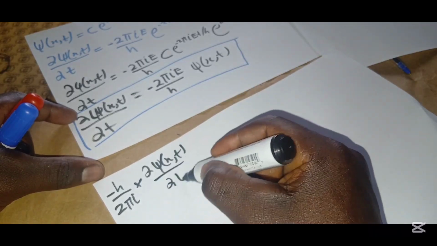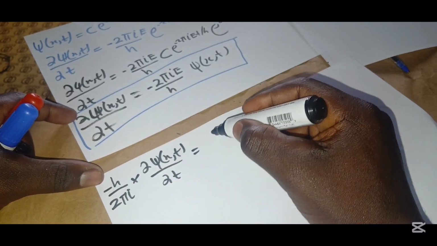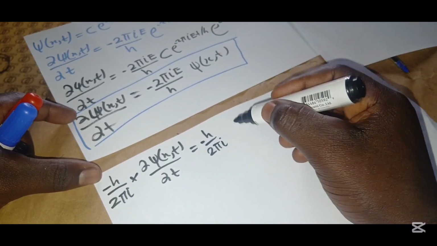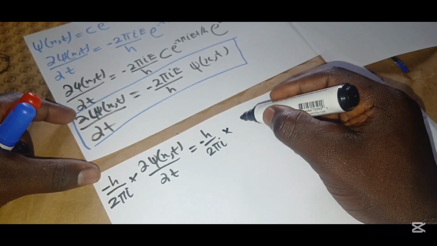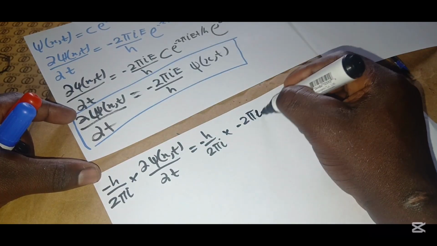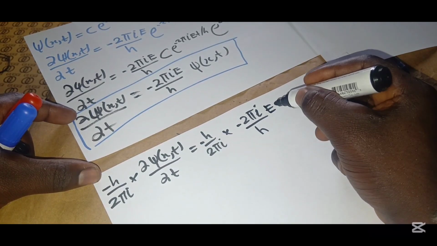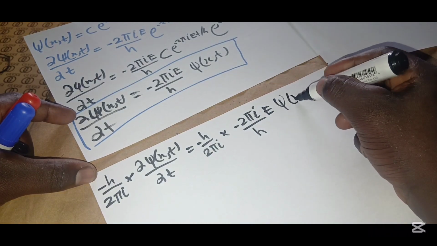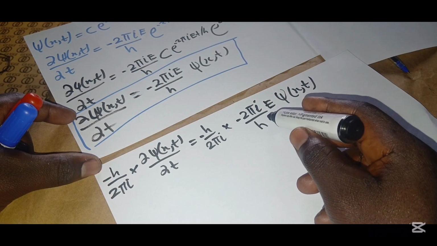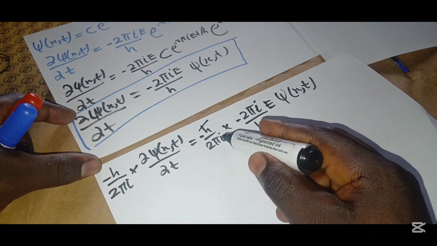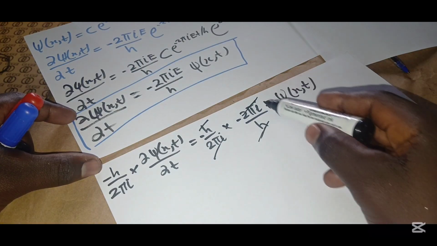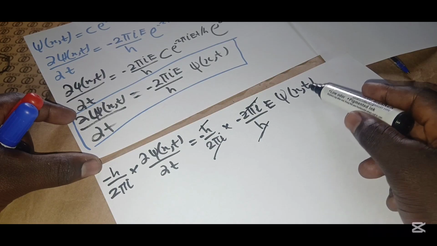The left side should be equal to minus h over 2 pi i multiplied by minus 2 pi i E over h, E should be here, and then the wave function. So at the end of the day, you will see that this h here will take care of the h here, and 2 pi i will take care of 2 pi i here, right? Because they are minus, we still have a positive E psi of x and t here.